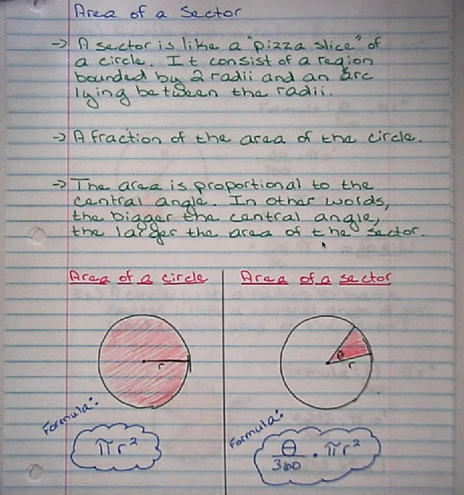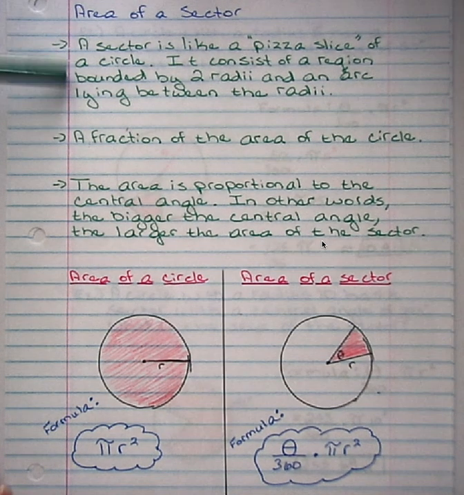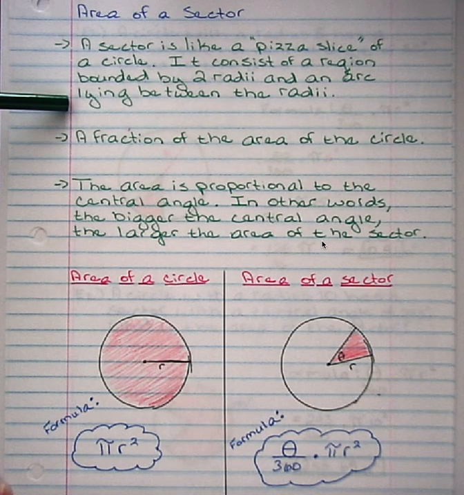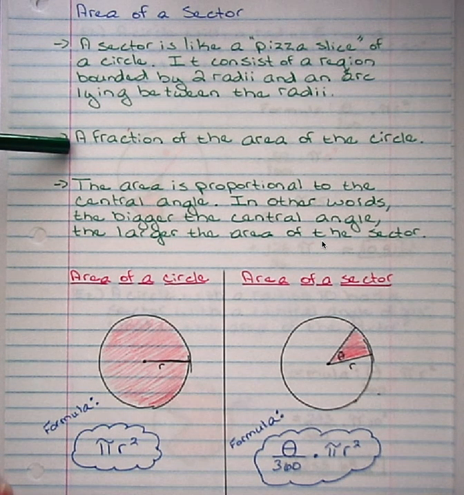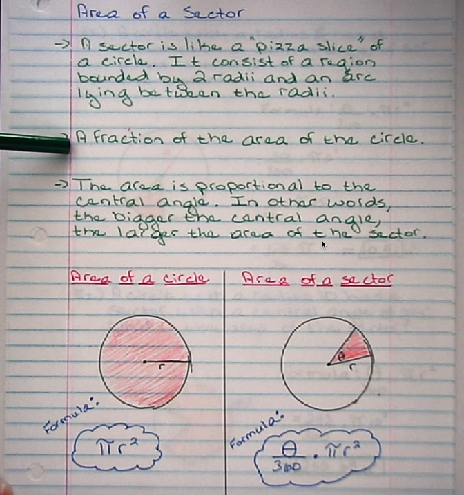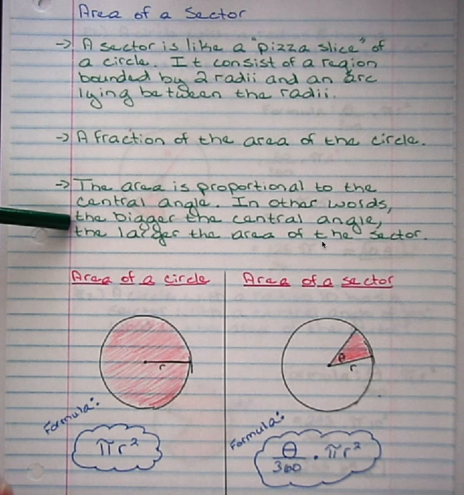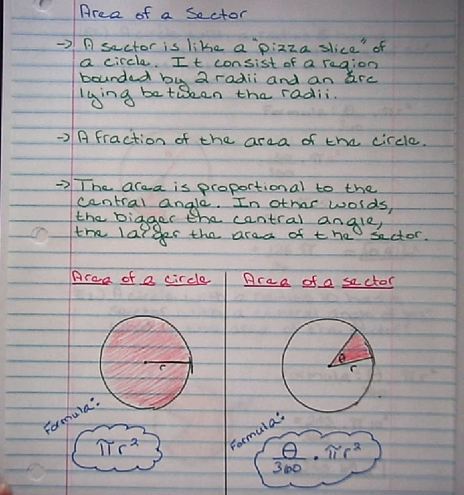Let's talk about the area of a sector. A sector is like a pizza slice of a circle. It consists of a region bound by two radii and an arc line between the radii. It is a fraction of the area of the entire circle. Okay, so we're just looking for a piece of the circle. The area is proportional to the central angle. In other words, the bigger the central angle, the larger the area.